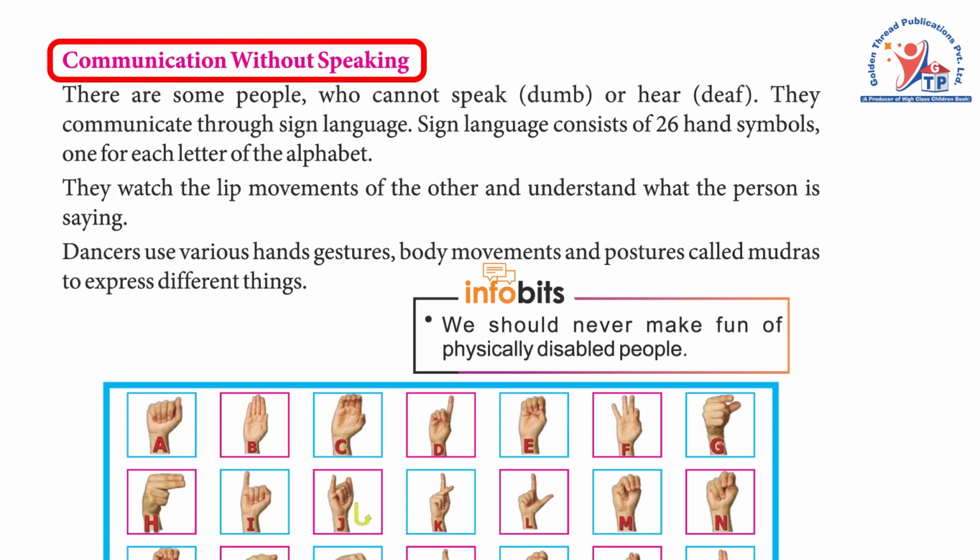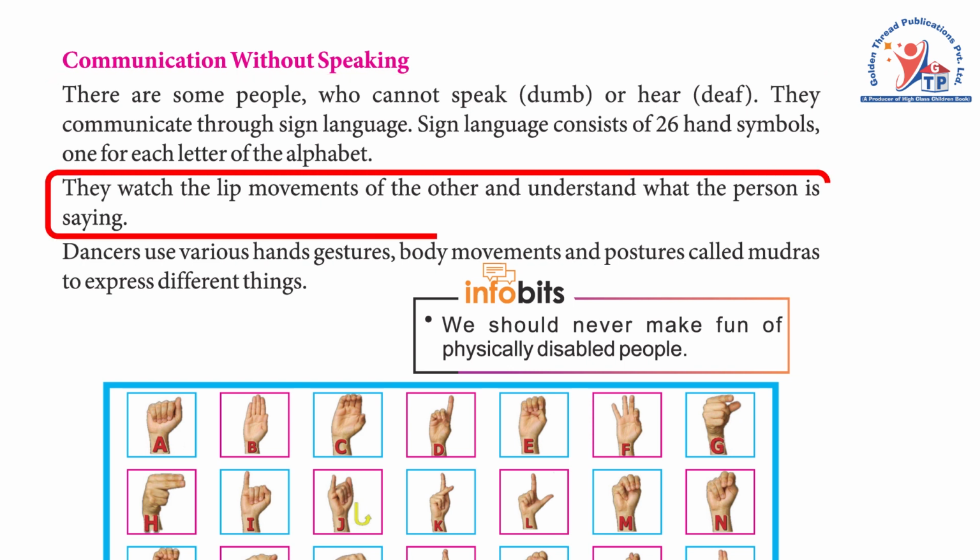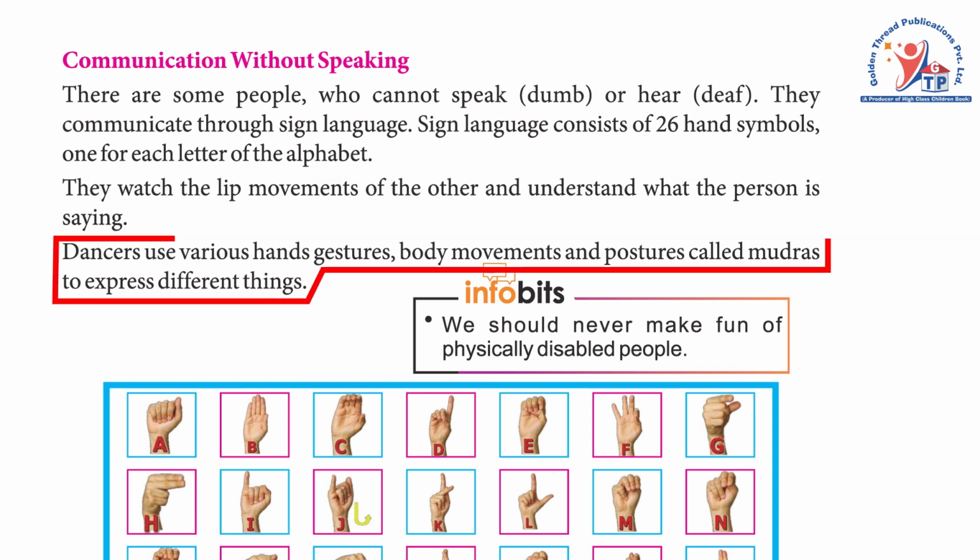Communication without speaking. There are some people who cannot speak, dumb, or hear, deaf. They communicate through sign language. Sign language consists of 26 hand symbols, one for each letter of the alphabet. They watch the lip movements of the other and understand what the person is saying. Dancers use various hand gestures, body movements and postures called mudras to express different things.